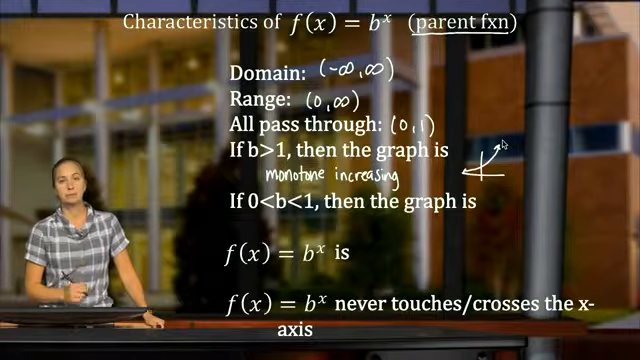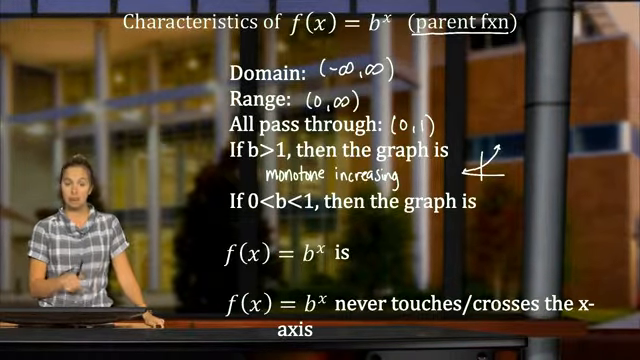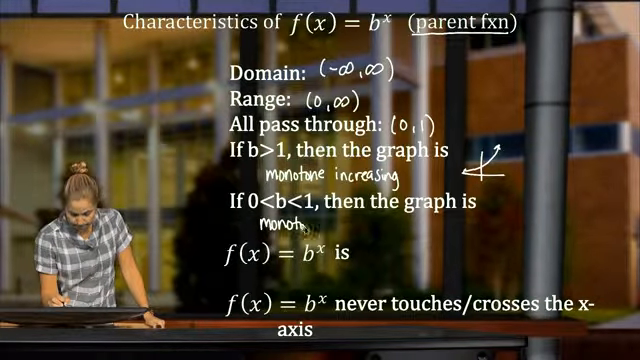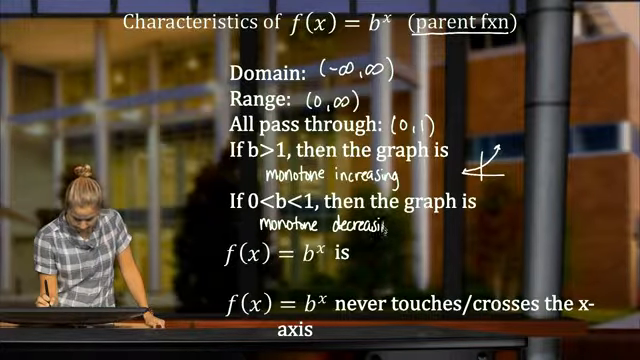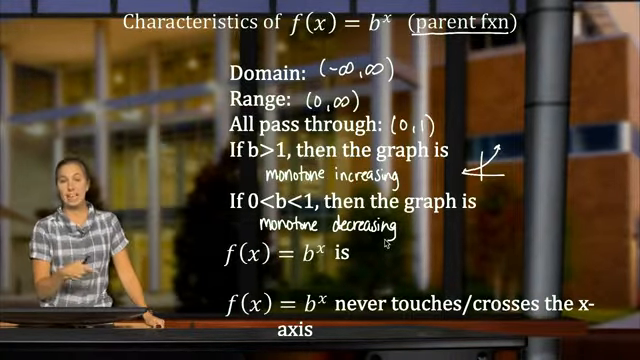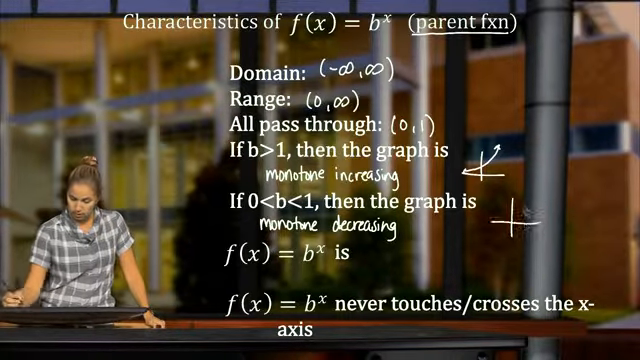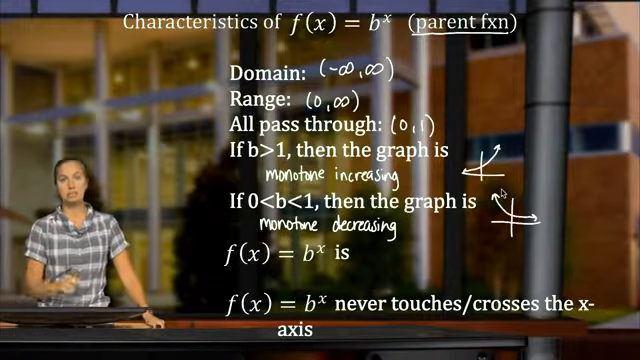Now, if your base is between 0 and 1, remember that your base can't be negative. It's got to be greater than 0. Then it's monotone decreasing. And that's just like the last graph that we did, 1/2 to the x. So we'll see that graph with a decreasing shape.